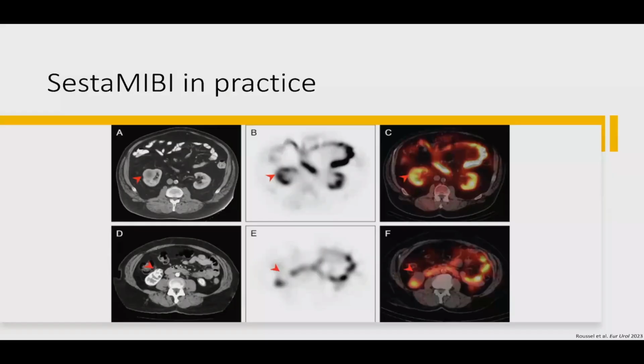And the bottom 3 images show another right renal lesion, which also enhances on CT, but doesn't take up much of the System-AB radio tracer. And when resected, this tumor showed clear cell RCC.